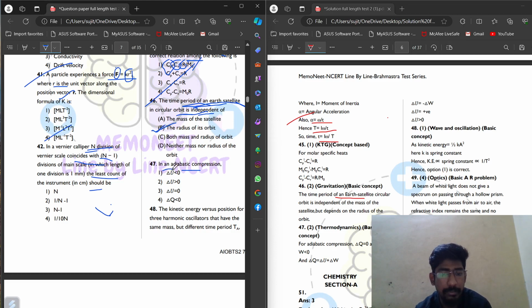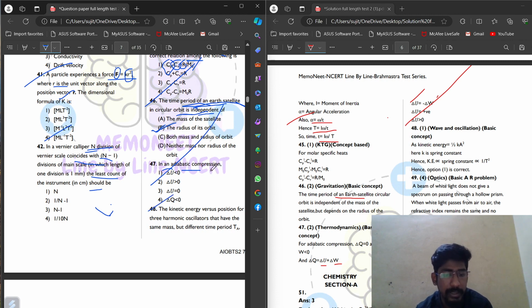An adiabatic compression, this is a simple question. As you all know, Q, the amount of heat given to the system, equals del U plus del W. That is, the internal energy plus the work done. But for adiabatic compression, del U will be positive, which is greater than 0. That is, option number 2 is correct.